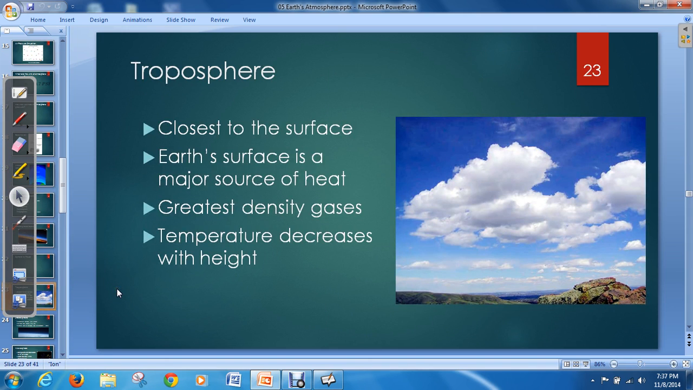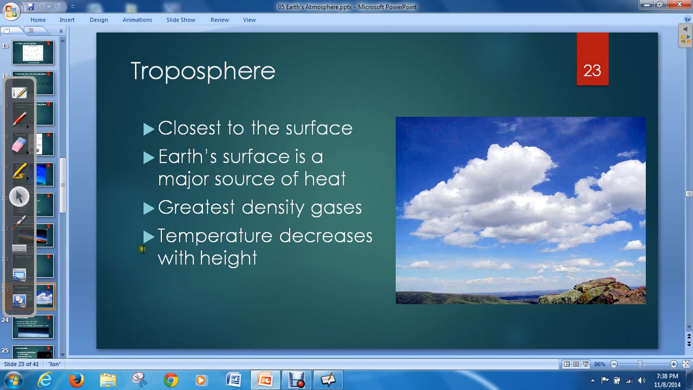So the troposphere is the closest to the Earth's surface. This is where all the weather happens. This is where clouds form. And if you think about it, Earth's surface is going to be the major source of heat. That makes sense since it's the closest to the Earth. It gets some heat from the sun, but most of it's that radiant heat off the Earth. It's the greatest density of gases for the spheres, which makes sense since it's on the bottom.